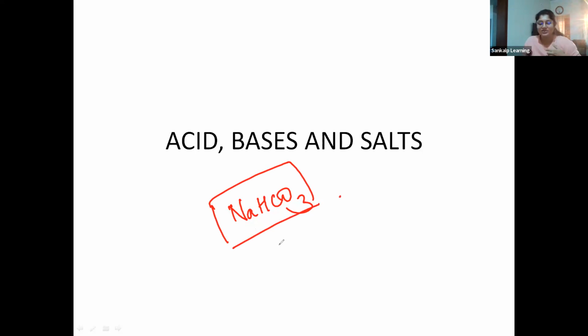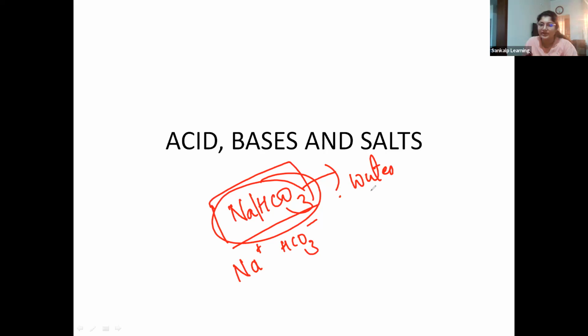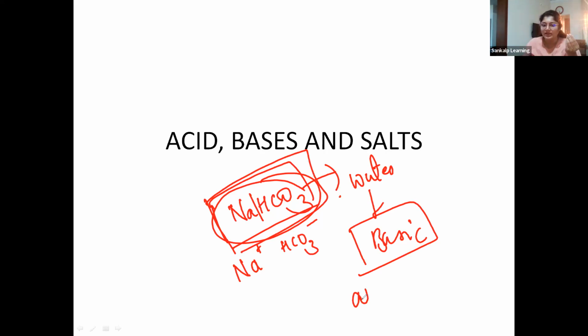NaHCO3. We'll see the reaction. It contains Na plus and HCO3 minus, right? So if you dissolve this in water, it will give you a basic solution. It is almost alkaline. NaHCO3 will not be consumed like in powder form, it will be dissolved in water only. So it will be alkaline, or basic in nature.